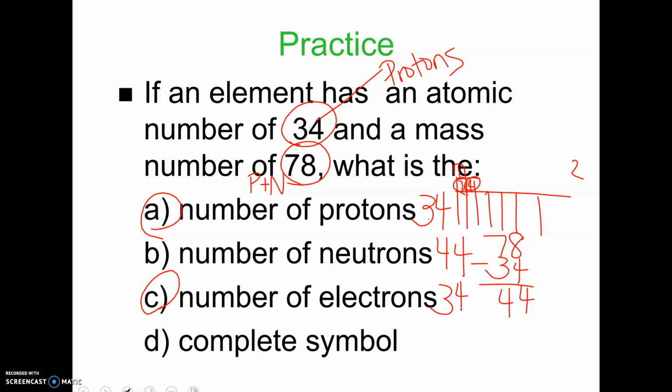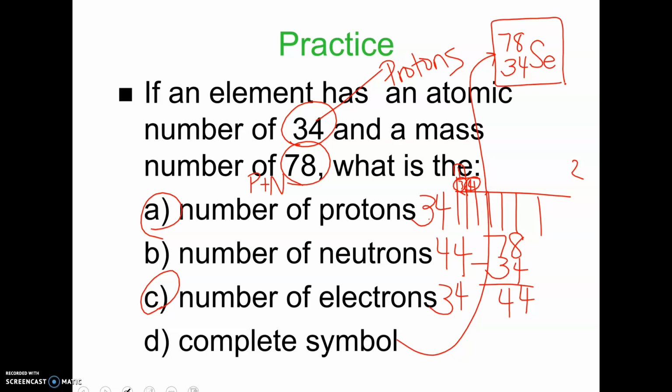And now the complete symbol. So they want that AZ notation. We're going to put 34 down here. We're going to put the mass number. Be careful. Some people mess up and put the number of neutrons up here. 78. And now we need to know what letter it is. What element is it? So we go to the periodic table. We find number 34, and that is selenium. So we write our symbol Se. And this would be the full symbol.